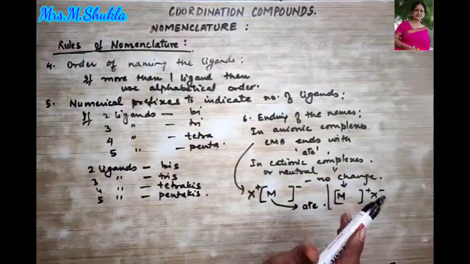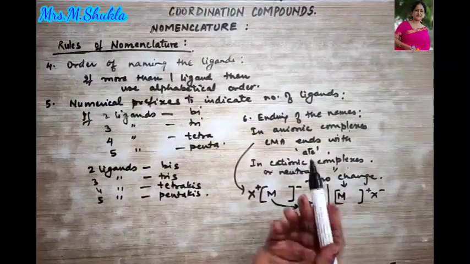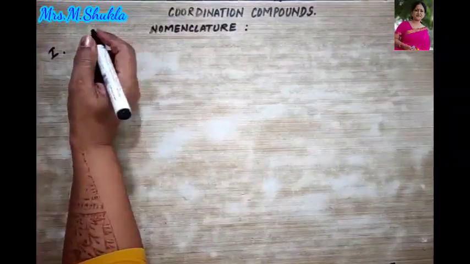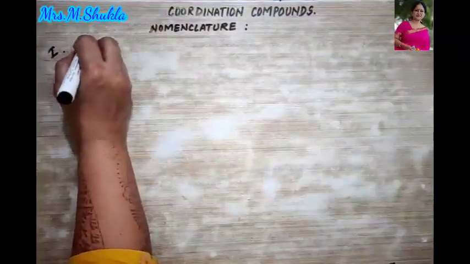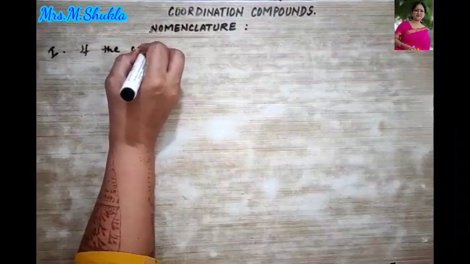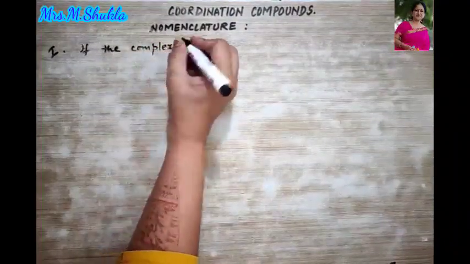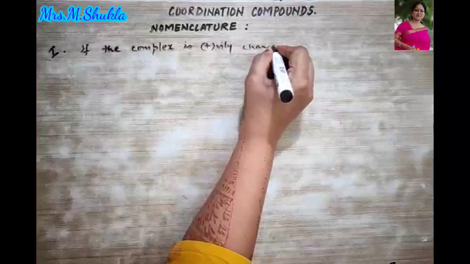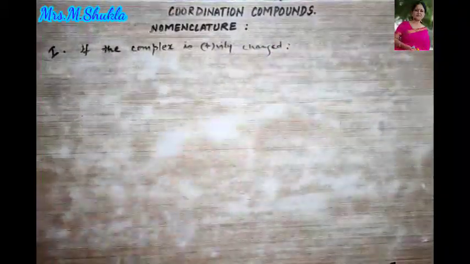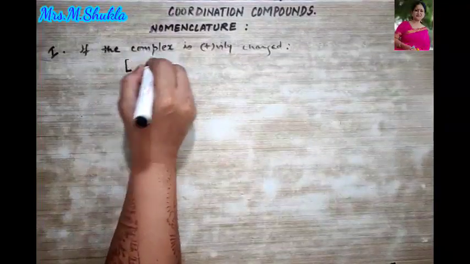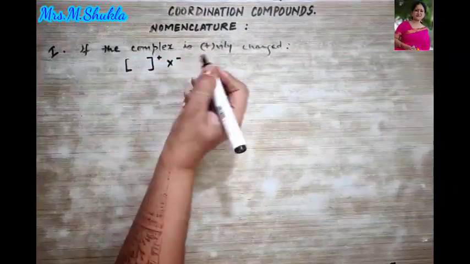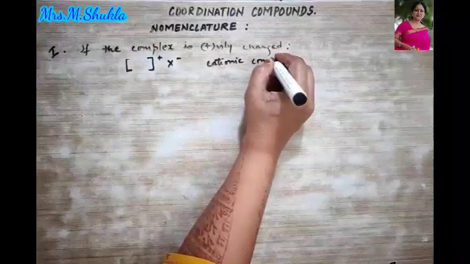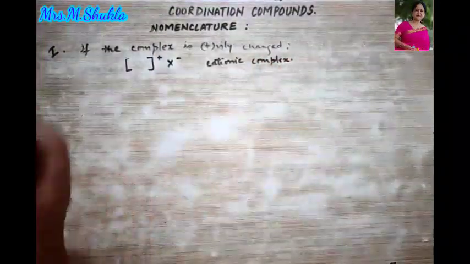Is that clear? So I shall first begin with maybe the cationic complex or the anionic complex. Let me see. First, let me rub this off. To begin with, okay, let me start with cationic complexes. So if the complex is positively charged, then only it will be called a cationic complex. That is, I'm talking about this, plus outside and minus inside. This is your cationic complex.